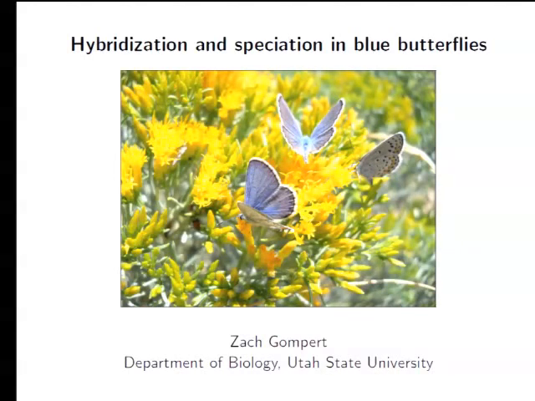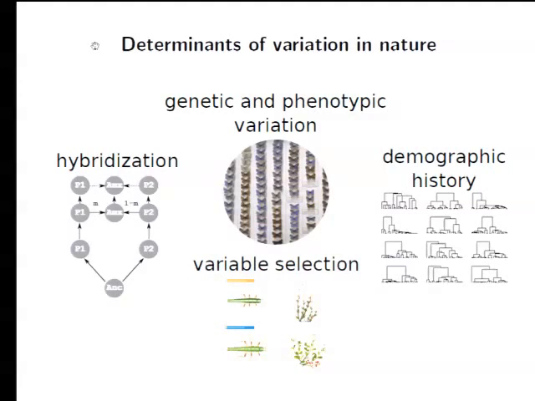So what I want to talk about today is some of my work on hybridization and speciation in blue butterflies. As an overview first, it's important to recognize that variation is a ubiquitous characteristic of all life. And a central focus of my research is trying to understand the processes that affect and structure both genetic and phenotypic variation in the wild.